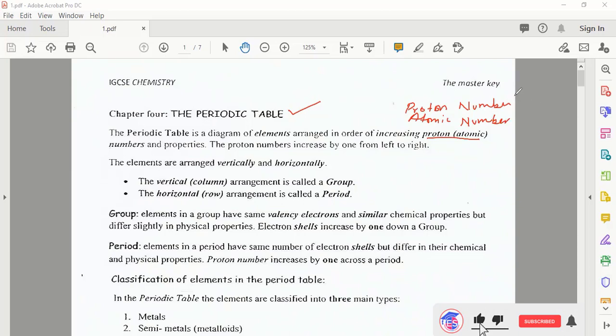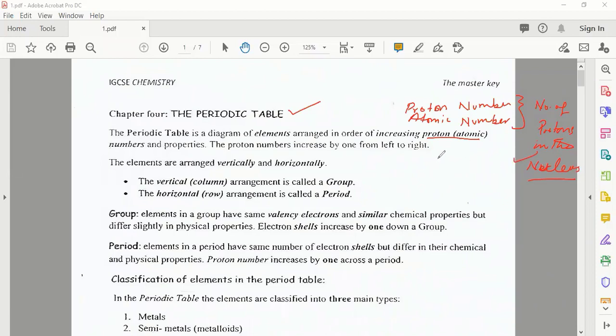And what is the meaning of proton number? It means the number of protons in the nucleus. So this is the periodic table. Simply, the periodic table is an arrangement of elements according to their increasing atomic number or proton number, and they are also arranged according to their properties.